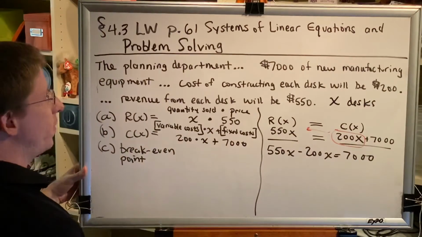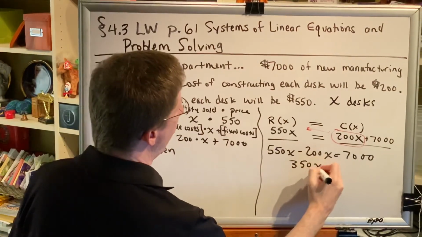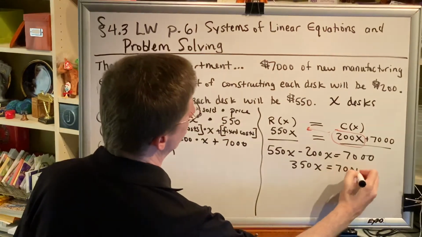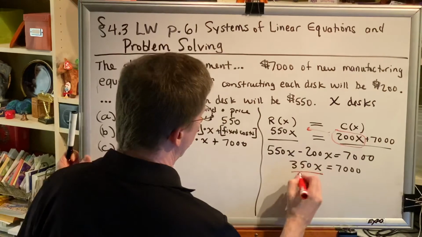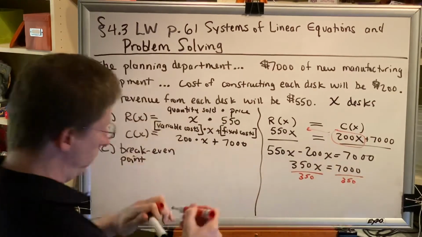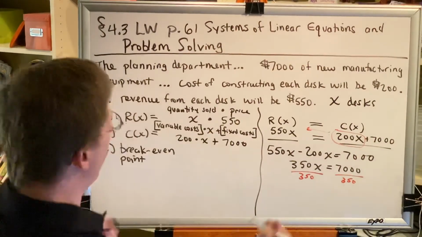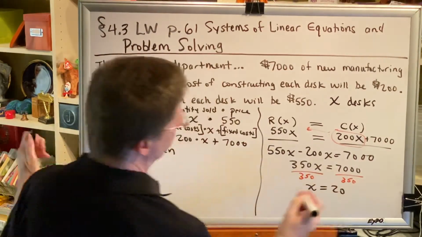So I get 550x minus 200x equals 7,000. 350x equals 7,000. Divide by 350 on both sides. And I get X equals 20.